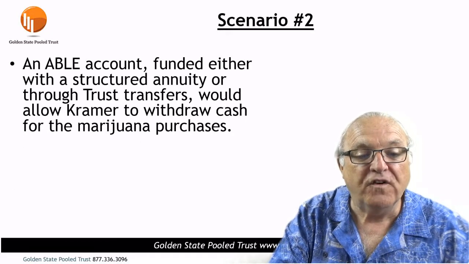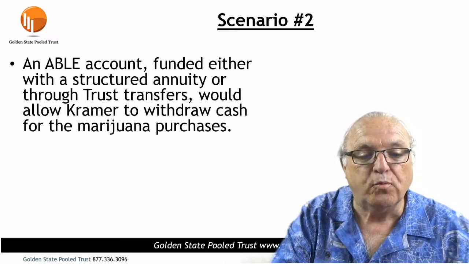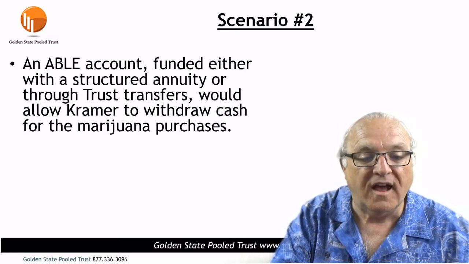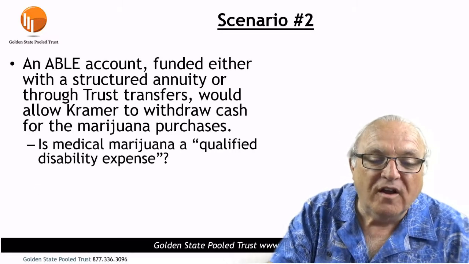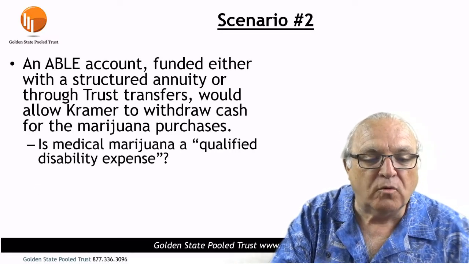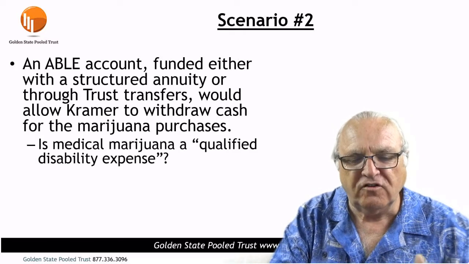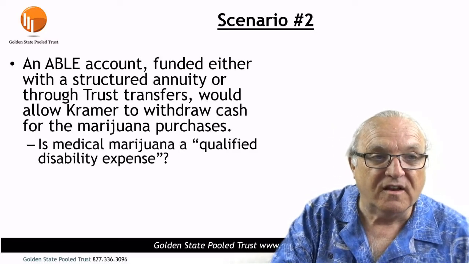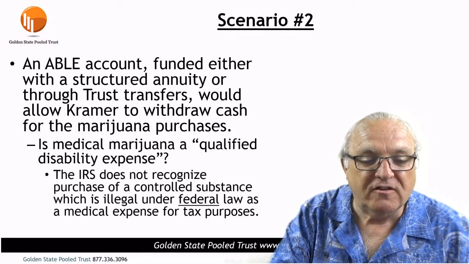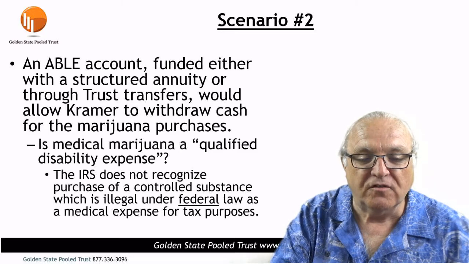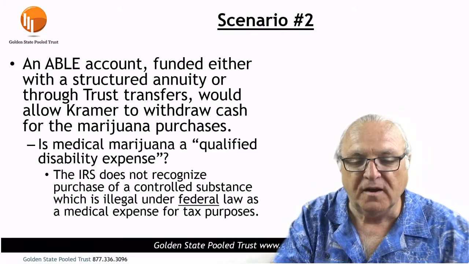An ABLE account funded either by a structured annuity or through trust transfers would allow Kramer to withdraw cash for his marijuana purchases. Now the question is, is medical marijuana a qualified disability expense? Every ABLE administrator I have talked to has said that they don't think that it's a problem. Okay, does it matter that the IRS does not recognize purchase of a controlled substance, which is illegal under federal law, as a qualified medical expense?